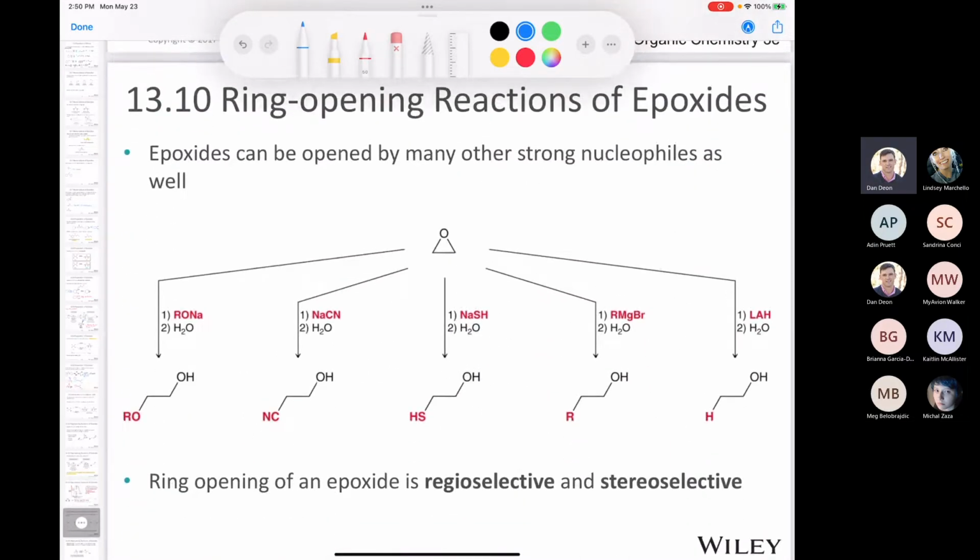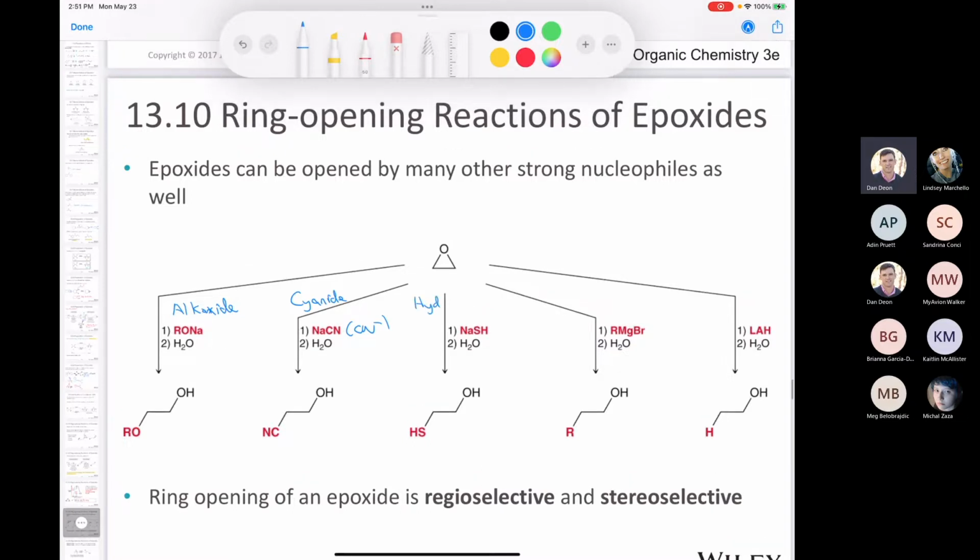What are some compounds or some ions that we could use to open up an epoxide? We can use an alkoxide. We can use a cyanide. And cyanide is CN minus. You can use a hydrosulfide. So that's SH minus. You could use a Grignard, or you can use a hydride, like lithium aluminum hydride. Either way, all of those are good nucleophiles, and they're all going to react with an epoxide.